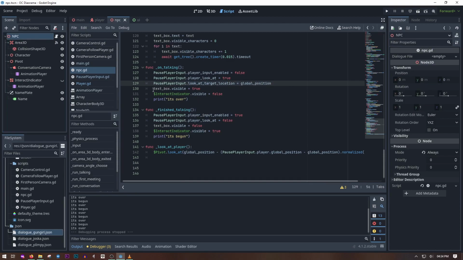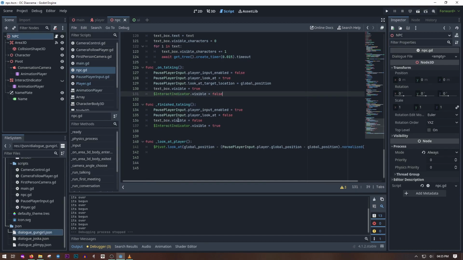And then we make the text box visible. The interact indicator we turn off because we don't need to have that floating around when we're talking. Print it's over. I had that print it's over because I initially had a pause function which stopped everything, including pressing the button to continue. So I changed it. I didn't change the print. So I can get rid of the print now. Let's see, it's over, it's begun, it's over, it's begun. So we can just turn that off and that off. We can put them back if we need something to print, but we don't because it's working.